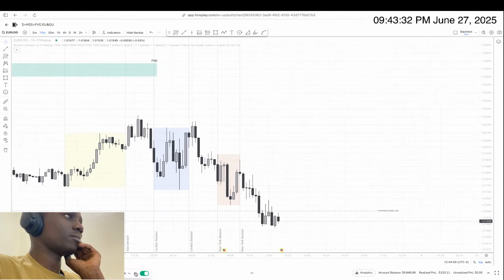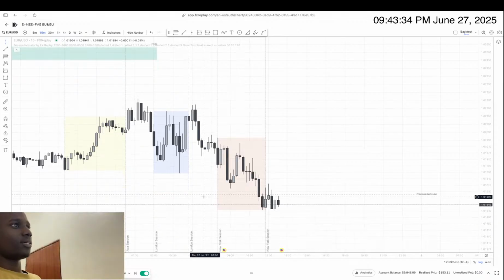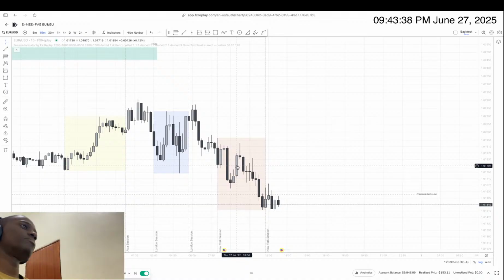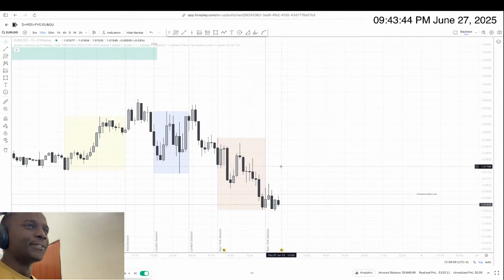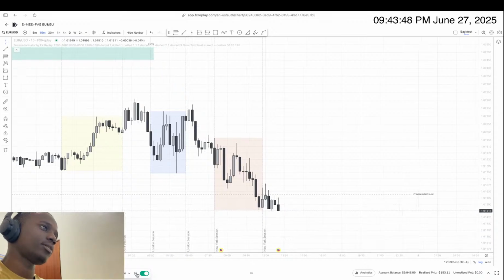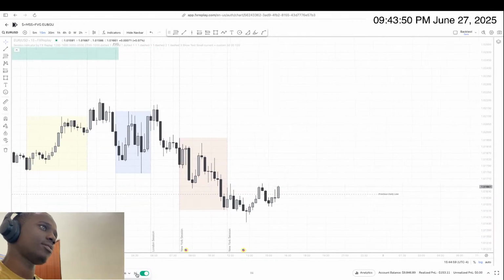Okay, so we end up dropping without a clear opportunity provided, because you can see this candle closed inside the fair value gap, so this will be an opportunity to take. So I don't think I'll take any other trade on the rest of the day.